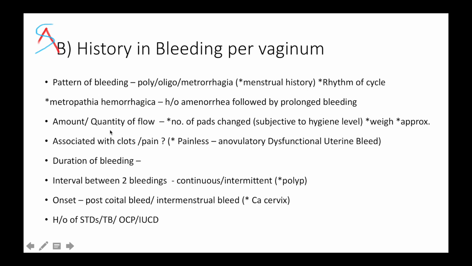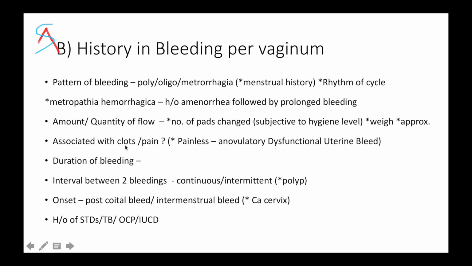Then you have to ask about the amount or the quantity of flow. Generally certain books or certain people will say you can ask the history of the number of pads, but what actually happens is that it depends on the hygiene level of the person. A few women during their regular periods change 5 pads per day, but some women can change 10 pads per day. What you can say is how many pads she was using previously, approximately 5, and now she has started using 10 because the amount is high.